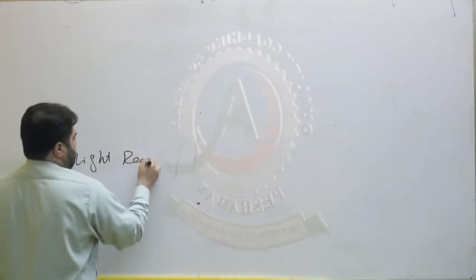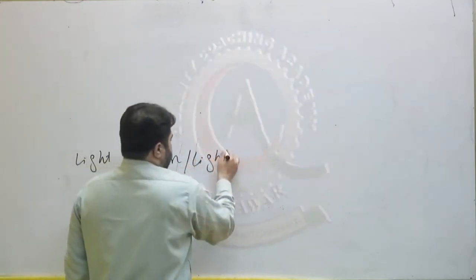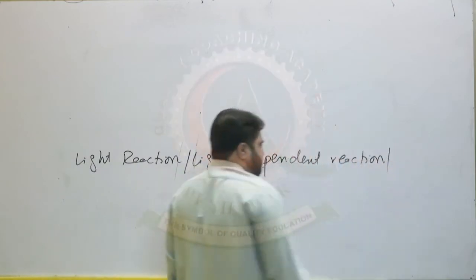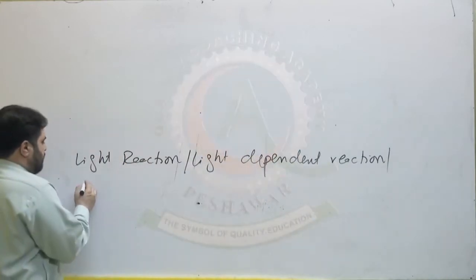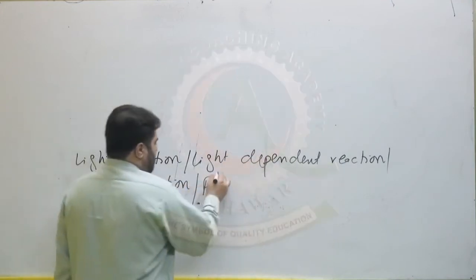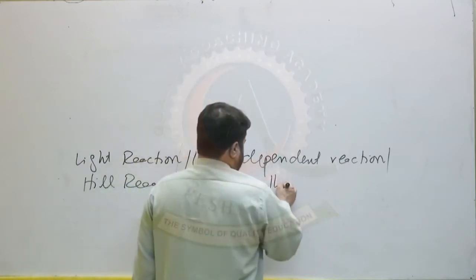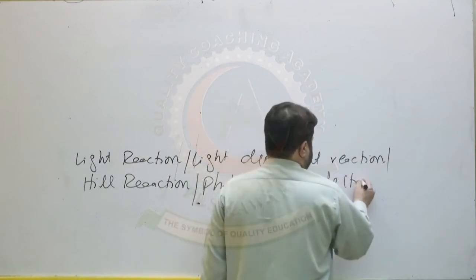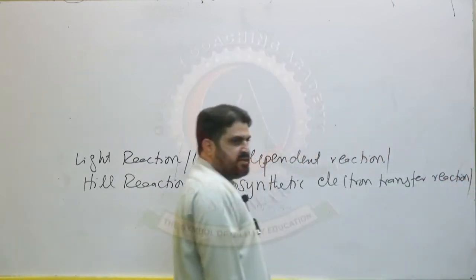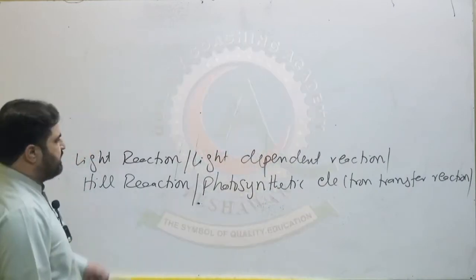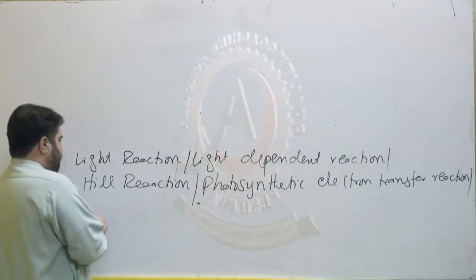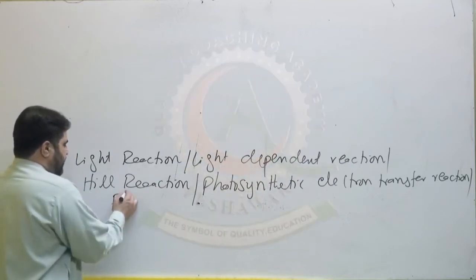Light reaction is also called the light dependent reaction. It is also called the Hill reaction. It is also called the photosynthetic electron transfer reactions, and also called the photochemical reactions.